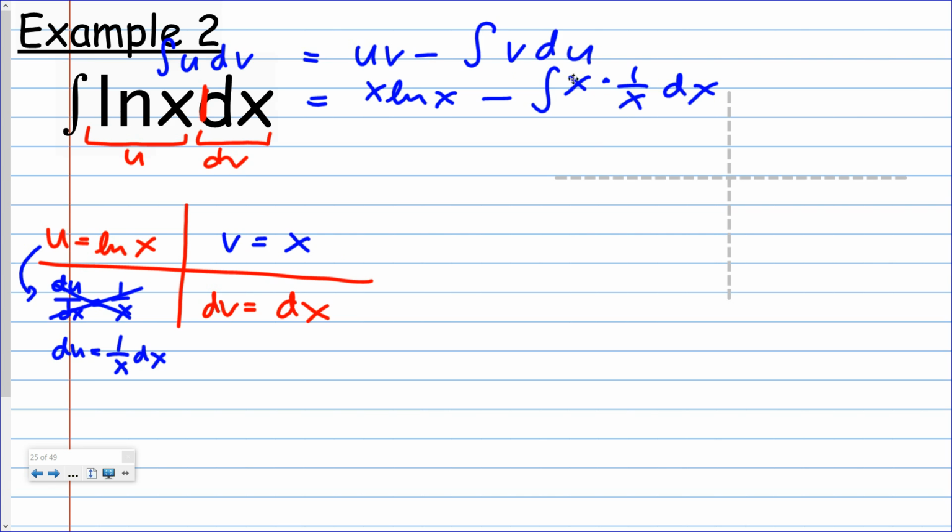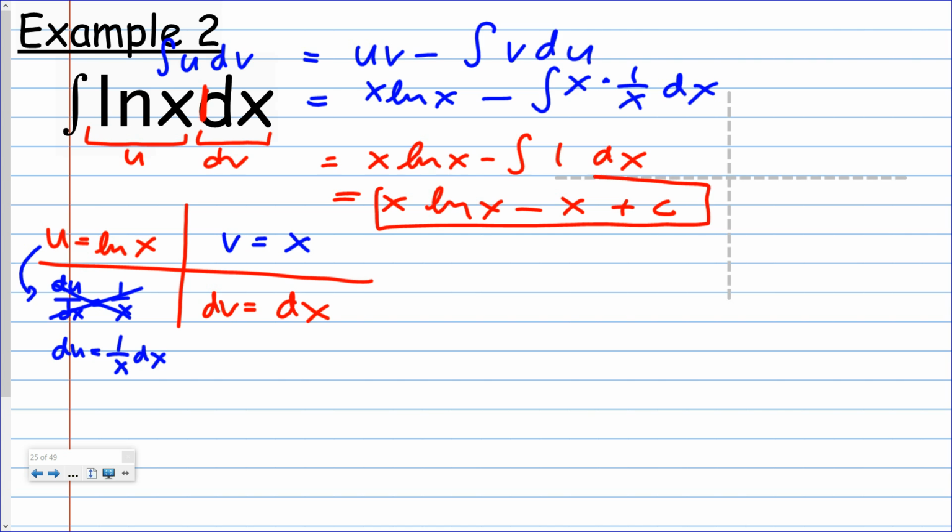What is x times 1 over x? It's just 1. What is the integral of 1? So this becomes minus x plus Charlie. Don't forget Charlie. And there's your answer. This is common enough that some students just memorize it, because eventually we get a lot of this. But it is using integration by parts that we get the answer.